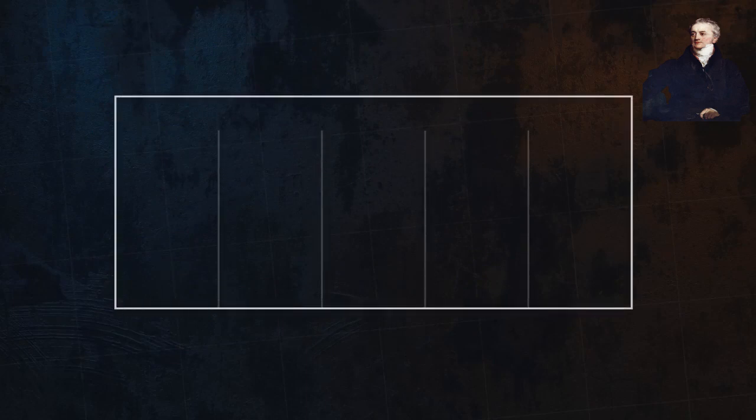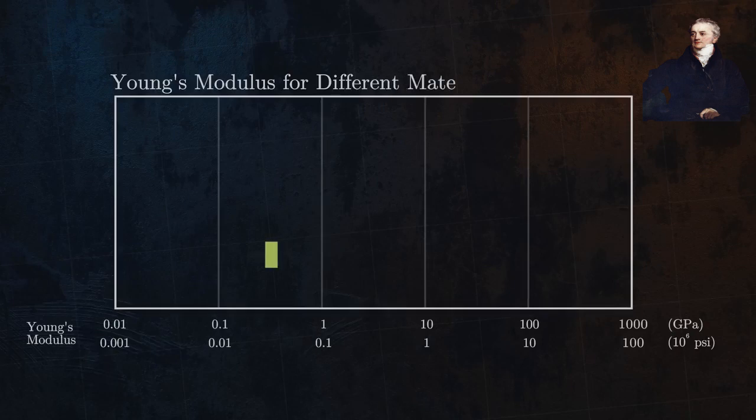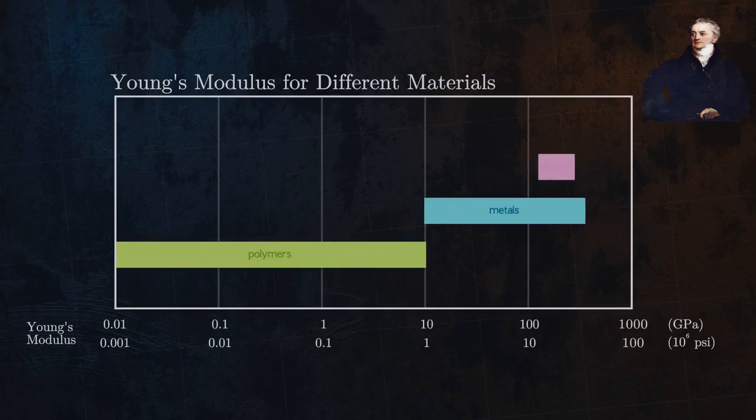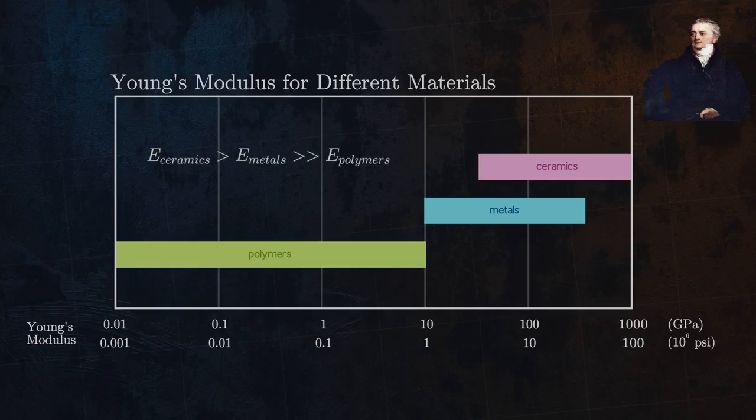This graph shows the range of typical Young's modulus values for polymers, metals, and ceramics. In general, ceramics have higher values of Young's modulus, metals have slightly lower values, and polymers have much lower values.